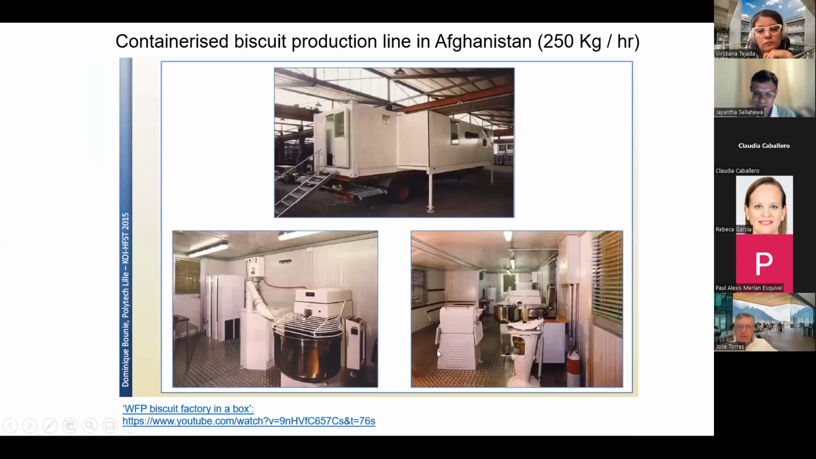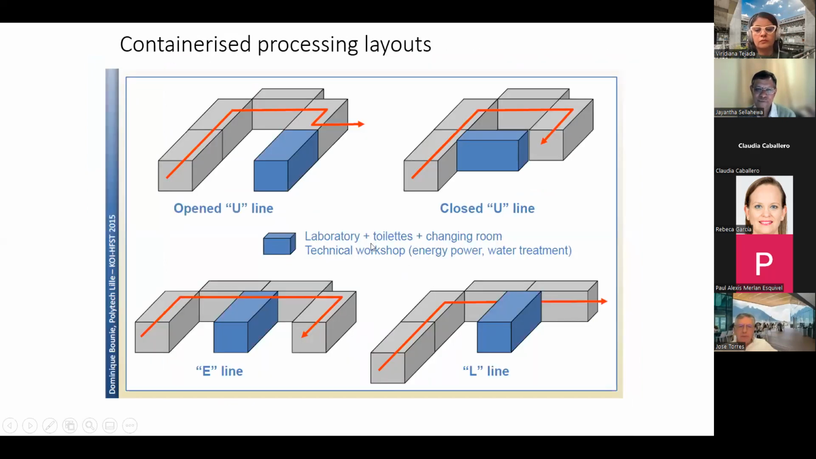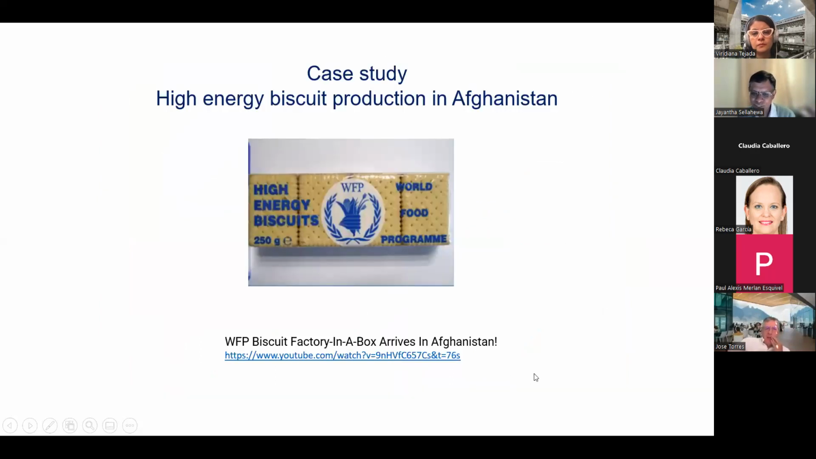And this is an actual case study of such a factory that was set up in Afghanistan by WFP to make high energy biscuits. And you can see this is the inside of the factory. You have mixing machines and forming machines. And you can have several of these containers configured in different ways. So one can be a lab, one can be processing, one can be storage, to do whatever you want. If you're interested, please have a look at this video, and it shows exactly how it was done.